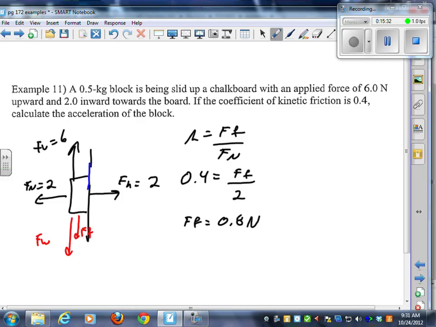Now, am I going to have to know what the weight force is? Probably, right? I mean, the thing's going up. It's going to be balanced by gravity. Yeah, I got to find out what the weight force is. Let's just do that. Mass times gravity, 0.5 times 9.8, which is a convenient 4.9 newtons.